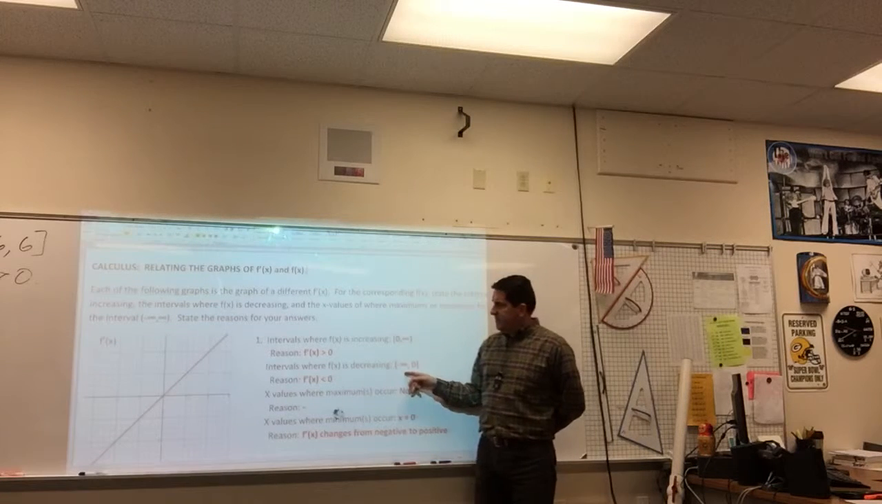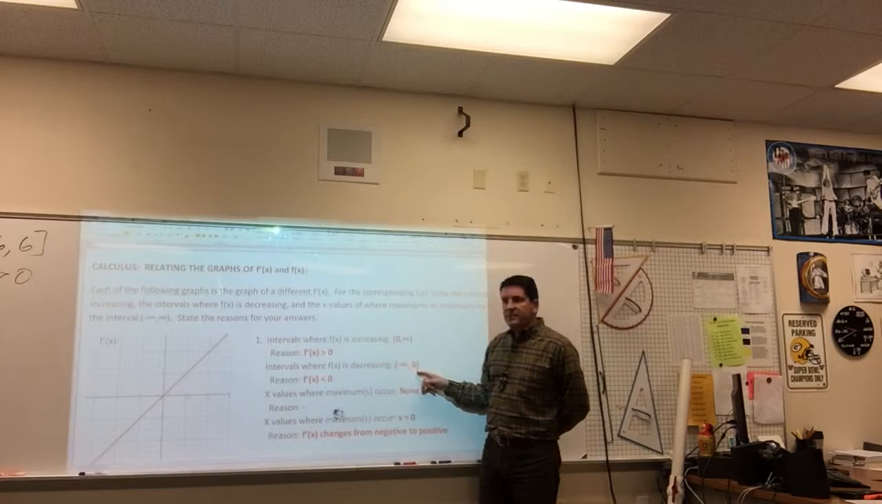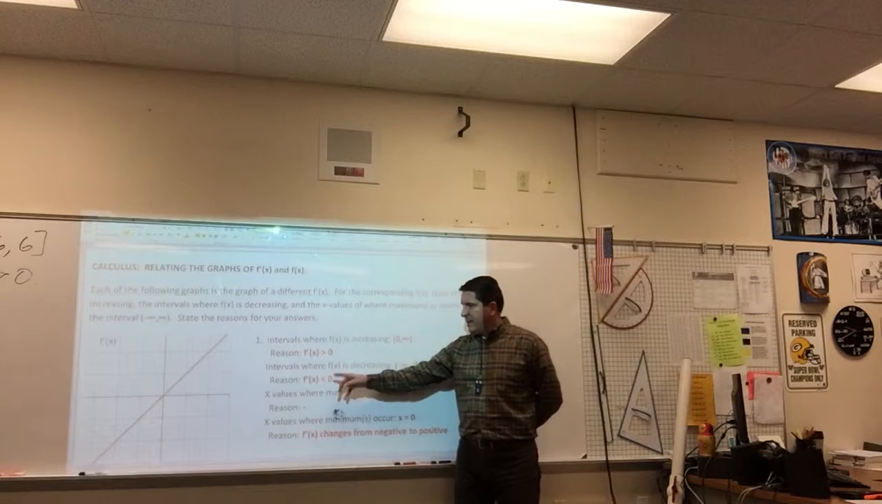Look at the second one. It's decreasing from negative infinity up to 0. 0 gets a bracket, negative infinity gets a parenthesis. Reason? Because f prime is less than 0.